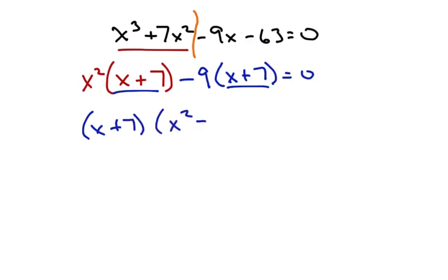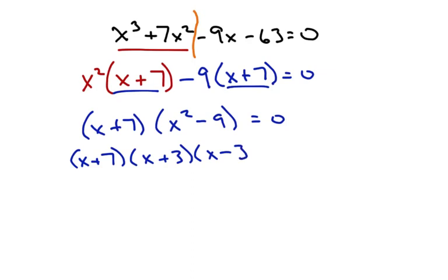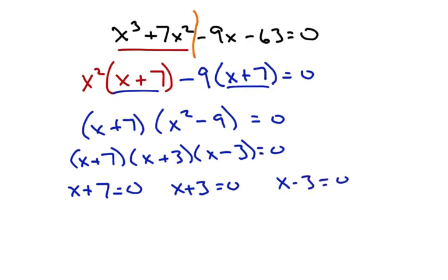We'll be left with x squared minus 9, which can be factored again. That's the difference of 2 squares, so that's x plus 3, x minus 3. Set each factor equal to 0, and solve. x equals negative 7, x equals negative 3, or x equals positive 3.